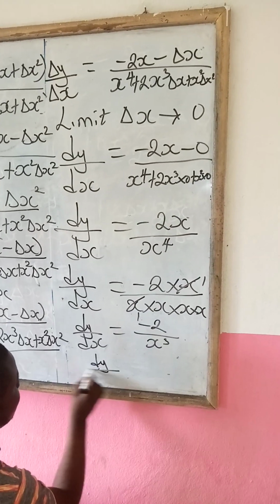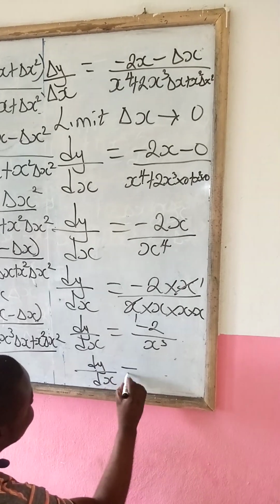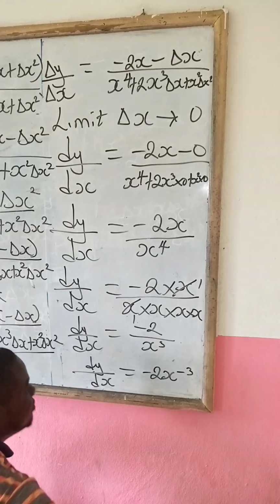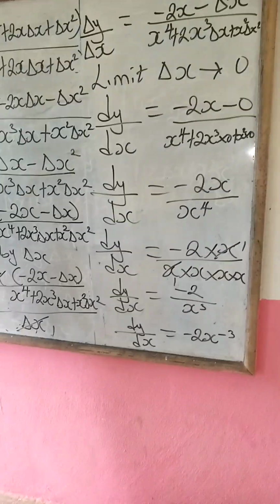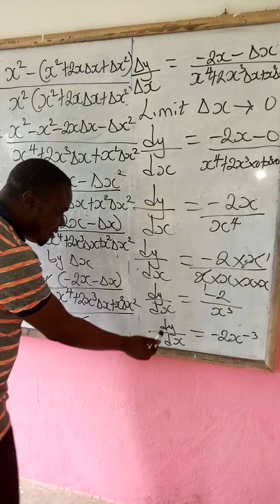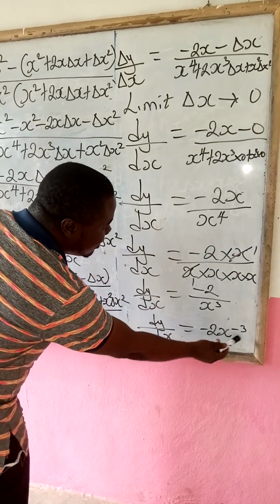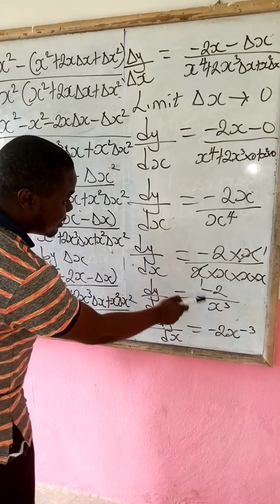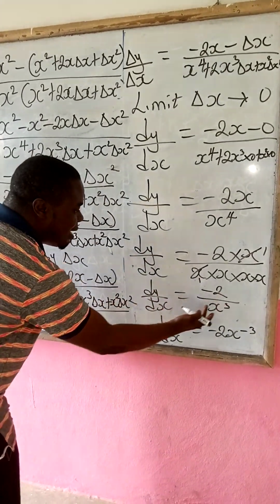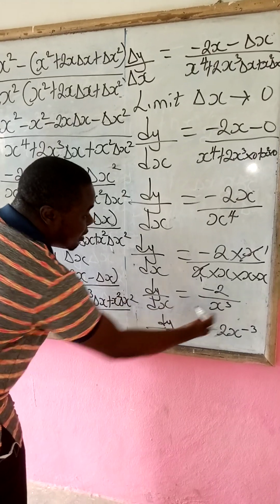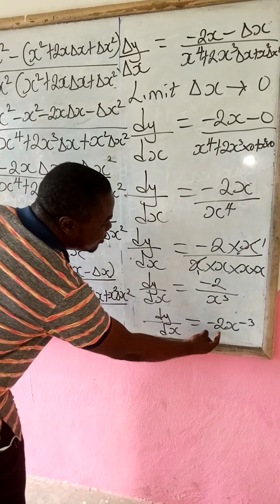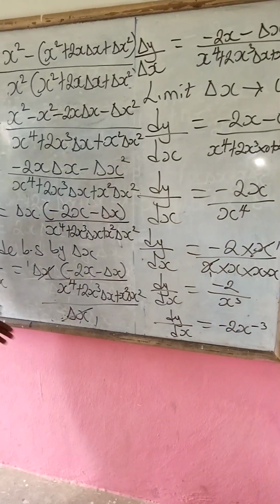You can write this as minus 2 into x raised to the power minus 3. So this is going to be our final answer for this question. So finally our dy/dx is minus 2 x raised to the power minus 3. If you write your answer this way, you are still correct. Please take note of that. If your answer is minus 2 divided by x raised to the power 3, it is correct. And if your answer is also dy/dx equals minus 2 x raised to the power minus 3, you are also correct.